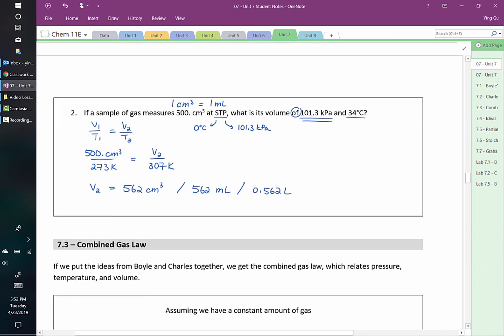Looking ahead, our next section is combined gas law. Combined? What are we combining? I wonder what that means. Stay tuned for our next time.